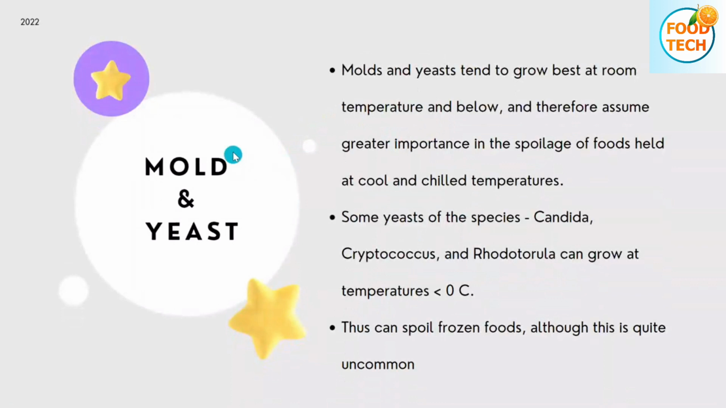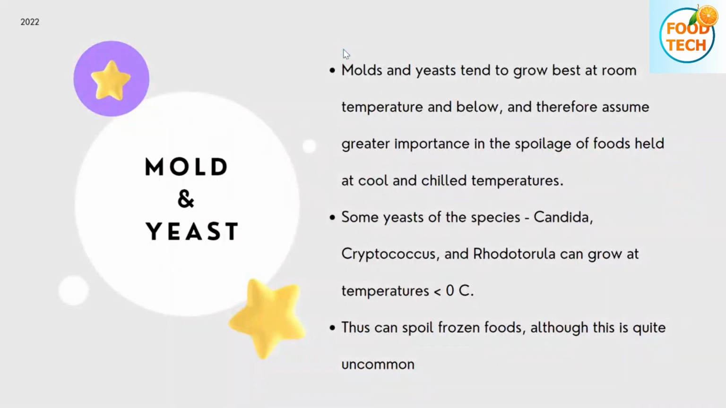So now moving ahead, let's talk about mold and yeast. Mold and yeast grow best at room temperature. These are the guys who can survive anywhere. They can grow at room temperature or even below, and therefore they assume great importance in spoilage, even at chilled temperatures. That is why food processors need to take care of these two, yeast and mold, because they are very, very notorious to control.